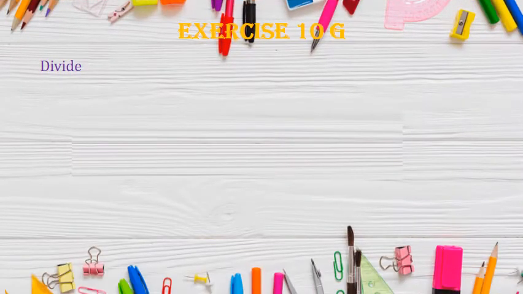Now children, let's move to exercise 10G and let's do some of the sums from this exercise. So the first sum is C part of question number 1. Here we are dividing one whole number by another whole number, that is 154 divided by 28, and both of them are whole numbers. So let us do the division.